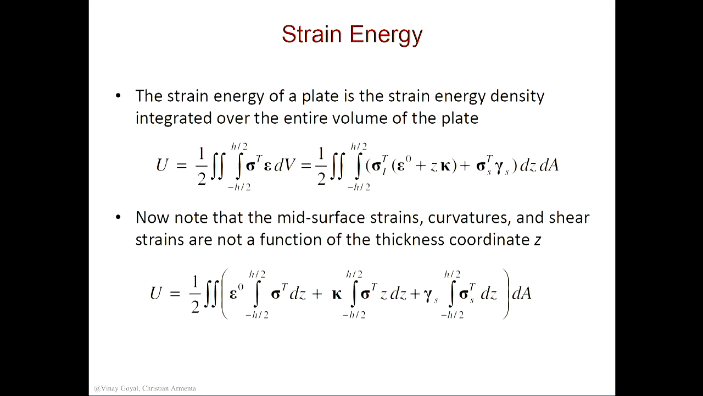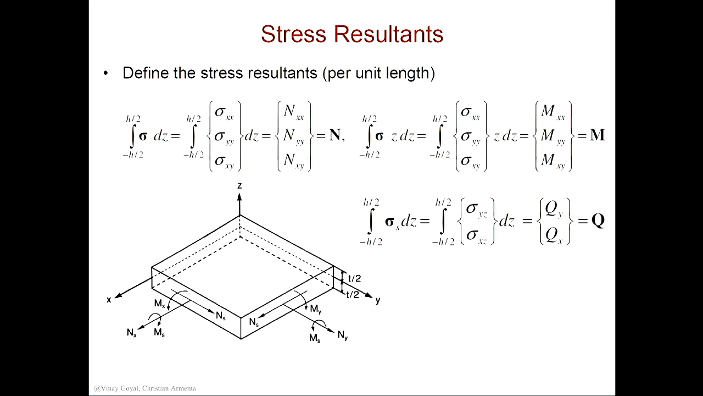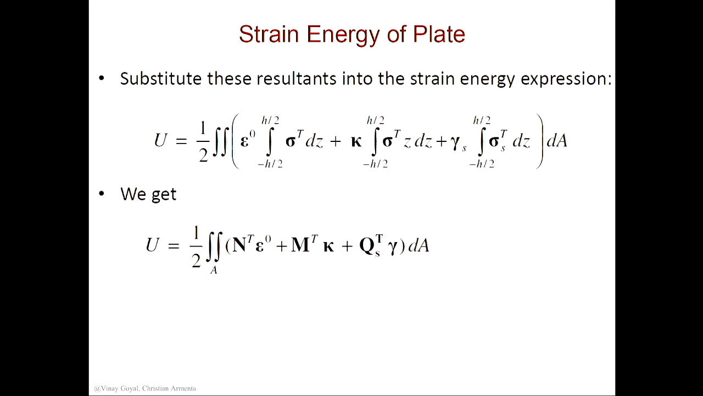And then I define new quantities, N bold, M bold, and Q bold, which are basically force per unit length. I define those here. Then I substitute that here. Then I want to get a relationship of N bold, M bold, Q bold in terms of epsilon bold, kappa bold, and gamma bold.